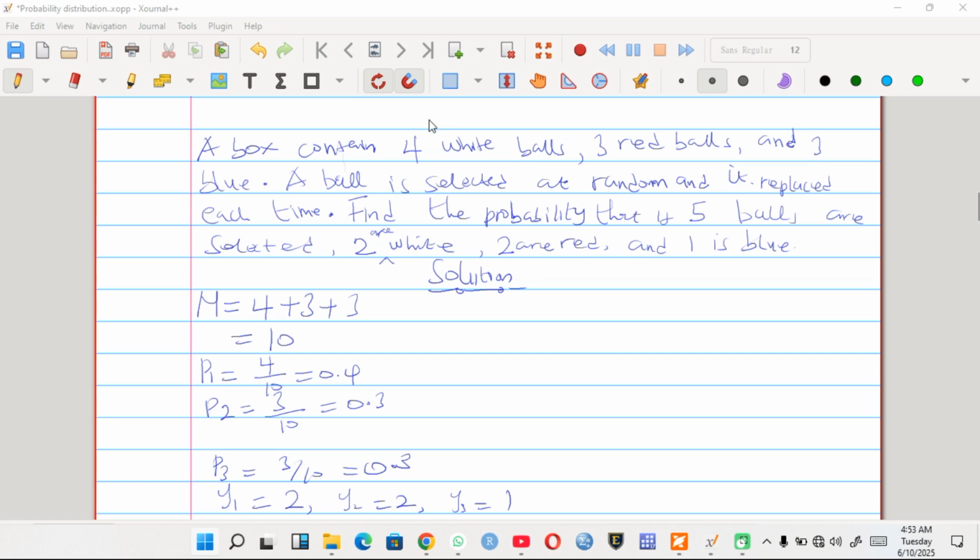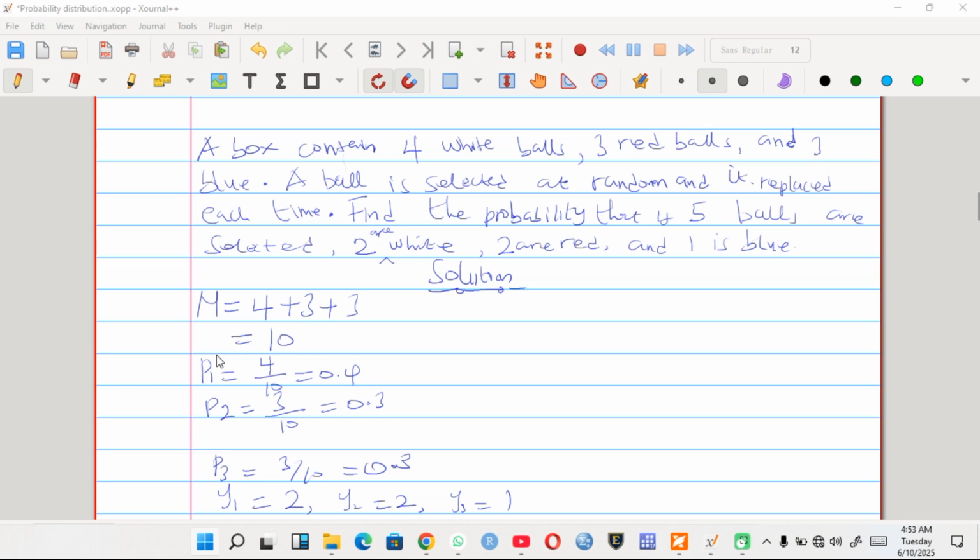So we have this question, right? We see that the individual probabilities were not given to us, so we have to find the individual probabilities ourselves. When we look inside the box, we have 4 white balls, 3 red balls, and then 3 blue balls, right? So our n is equal to 4 plus 3 plus 3, which gives us 10, as you can see. And that's the total for the balls inside the box.